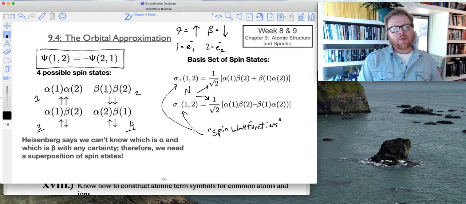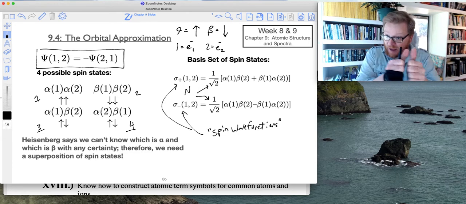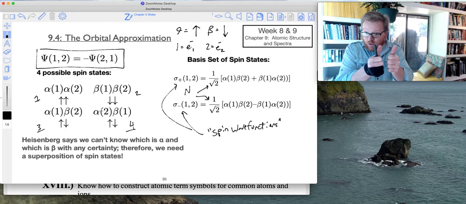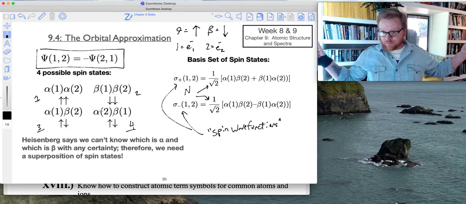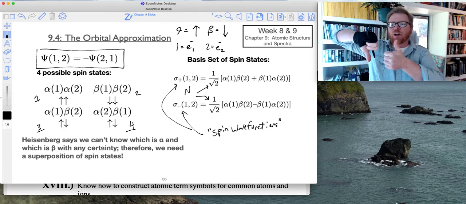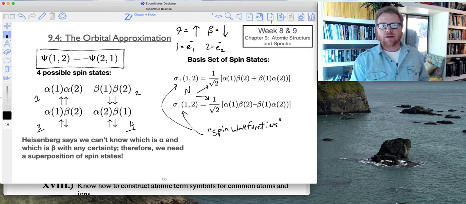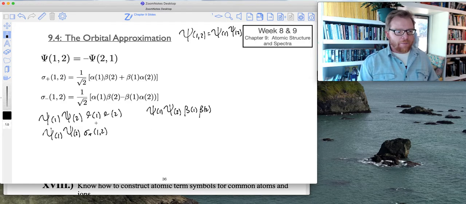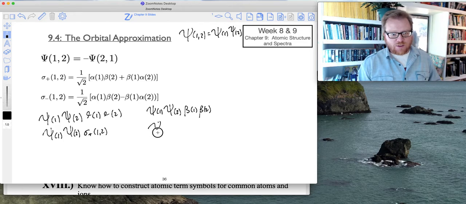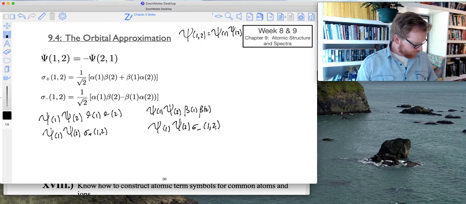And with these two states, it doesn't matter because when they're both in the same orientation, they both have the same effect of repelling each other, right? If they're not spin correlated, they're going to repel each other, okay? So that's why we're considering a superposition with the spin paired states because they're paired, okay? So one of those becomes psi 1, psi 2, sigma plus 1, 2. And of course, the other one is psi 1, psi 2, sigma minus 1, 2.